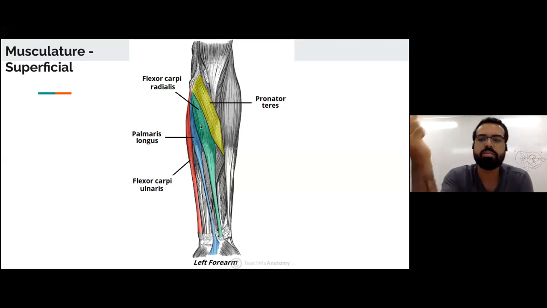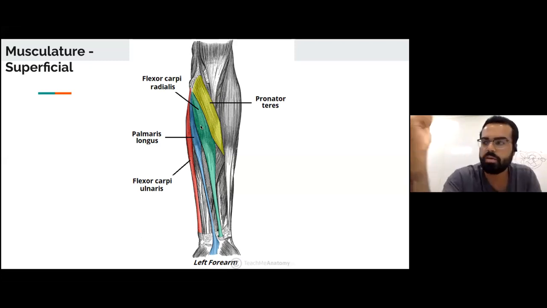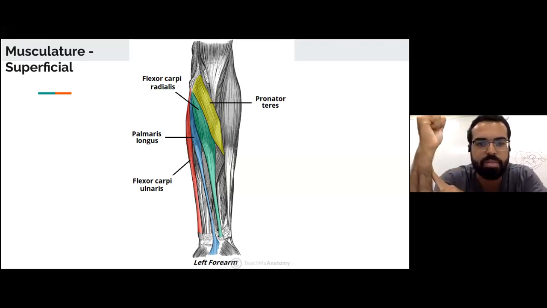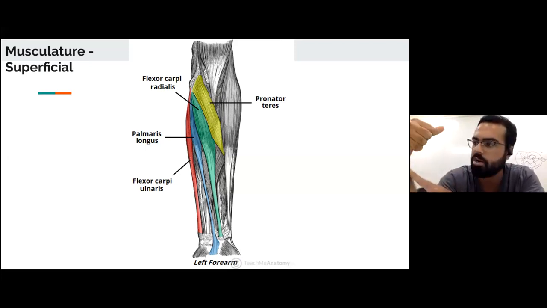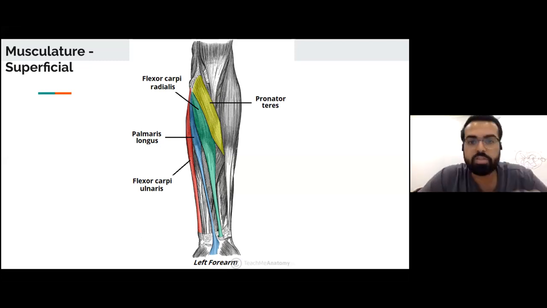There's a flexor carpi radialis, which makes you flex your wrist to the radial side, to the thumb side. There's a palmaris longus. You can feel that tendon at your wrist if you palpate it. 15% of people don't have it. Maybe you learned something about yourself today. There's a flexor carpi ulnaris, which is going to make you flex towards the ulnar side. These are the superficial muscles.